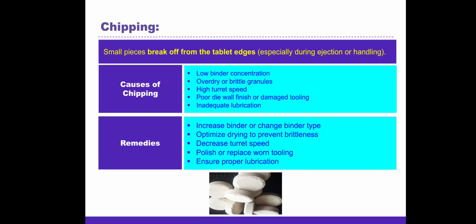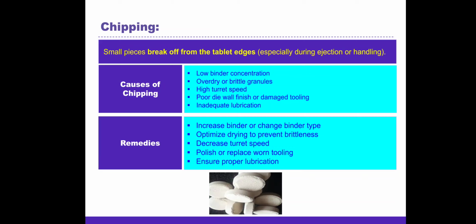Now we'll see the chipping problem. Small pieces break off from the tablet edges, especially during ejection or handling. This is called chipping. Now we'll see the causes of chipping. First is low binder concentration, dry or brittle granules, high turret speed, poor die wall finish or damaged tooling, and inadequate lubrication. Most of the causes which we have seen in sticking and picking, chipping and friability, we have already explained.